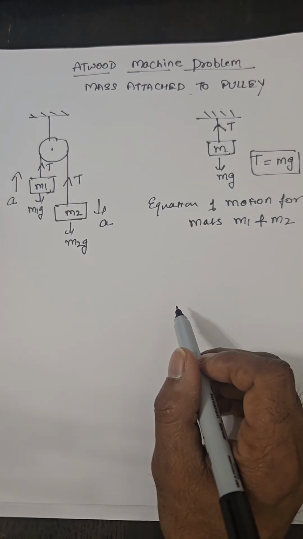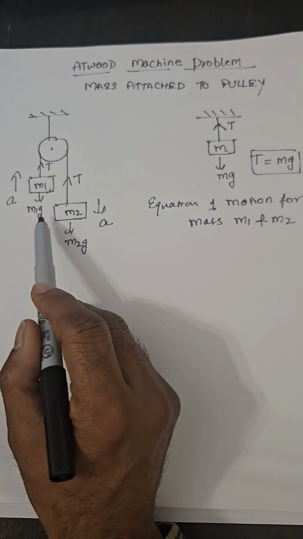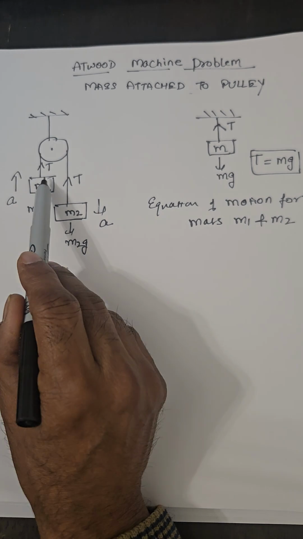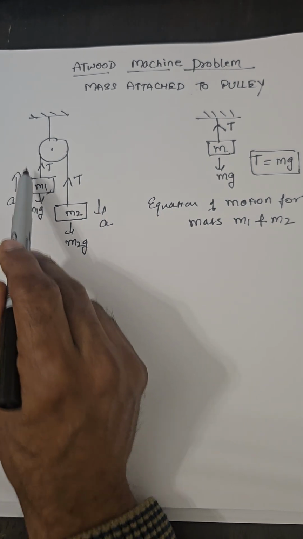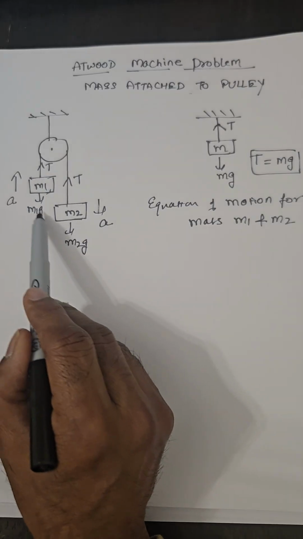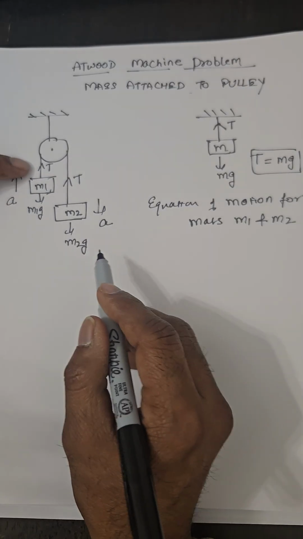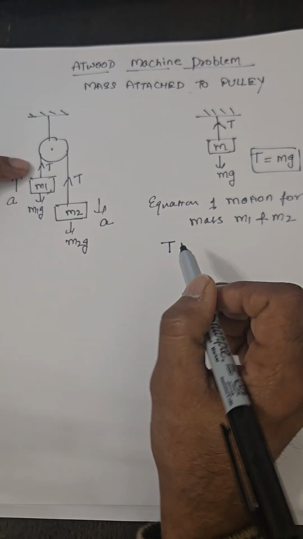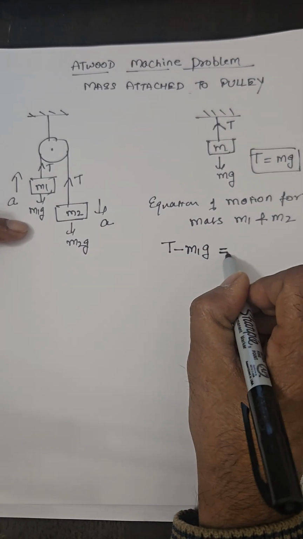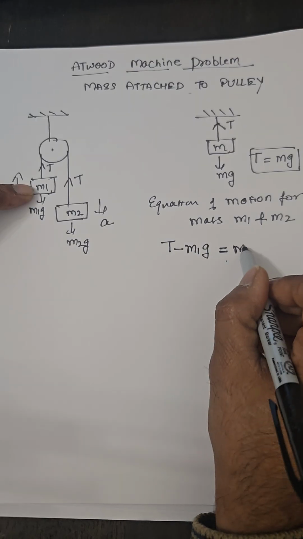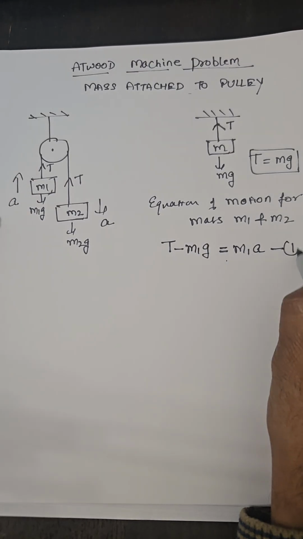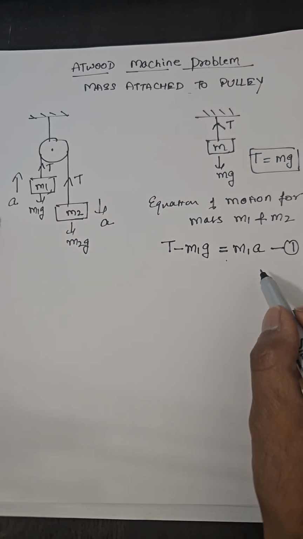To write these two equations, we have to see which force is dominating. Here tension T is dominating because the object is moving upward. So acceleration is upward, and tension is dominating over weight m1g. Whichever force is dominating, write that force first, then subtract the less dominating force, and then equate with the mass multiplied by the acceleration, a. So this becomes my first equation for mass m1.